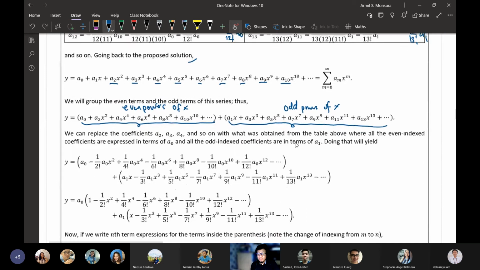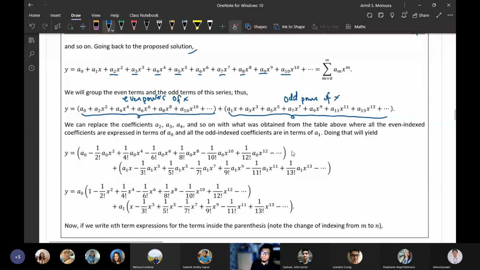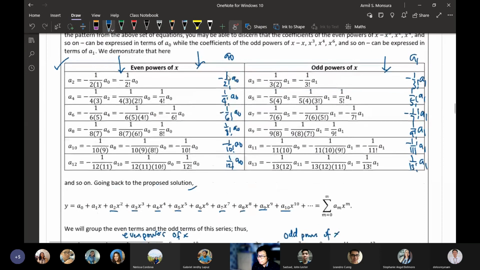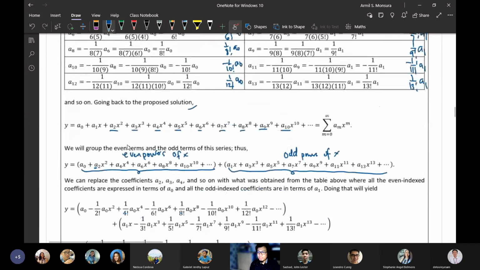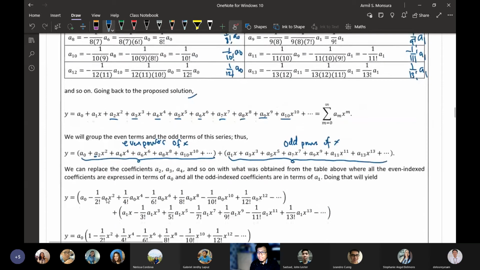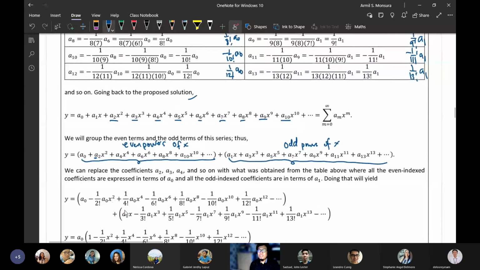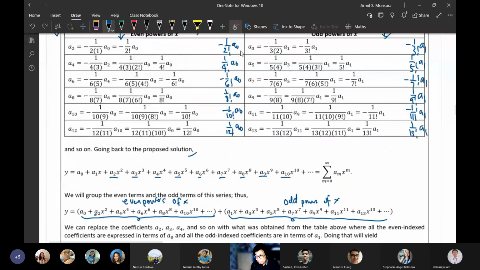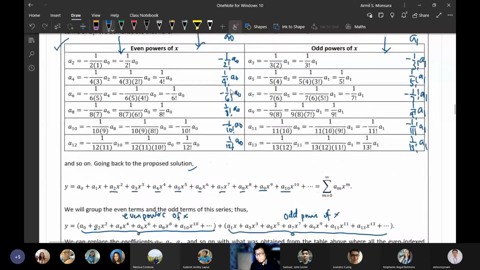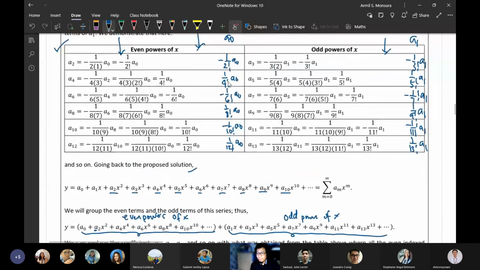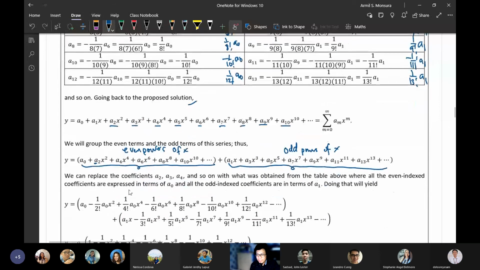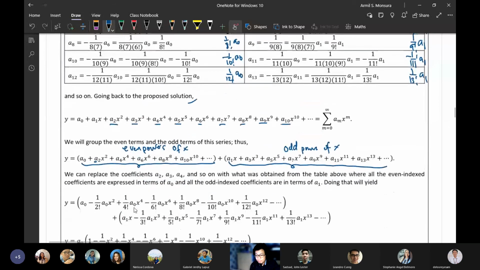Okay. Now we will do the substitution. So, the A2 here, let's replace it: A2 is negative 1 over 2 pi A0. Okay? A4, if you remember the pattern here, we don't need to refer back. A4 is basically 1 over 4 pi A0.